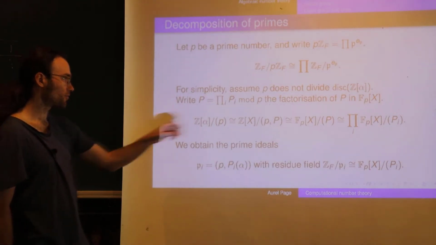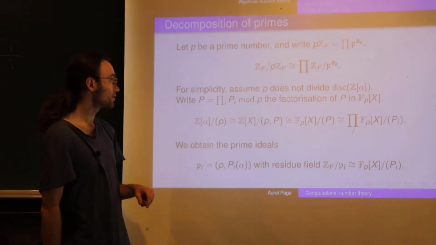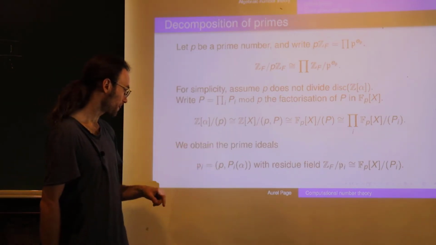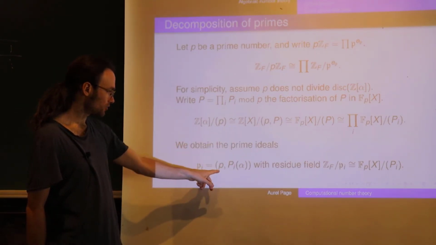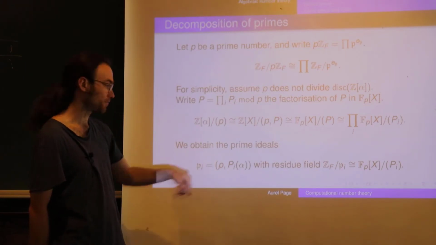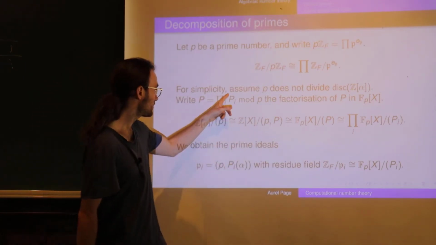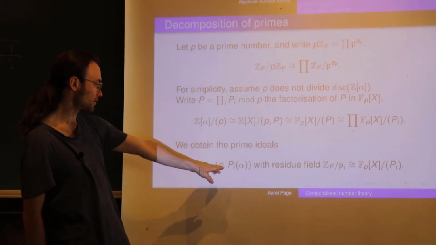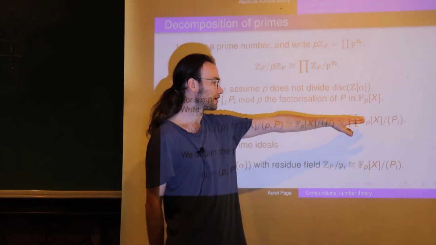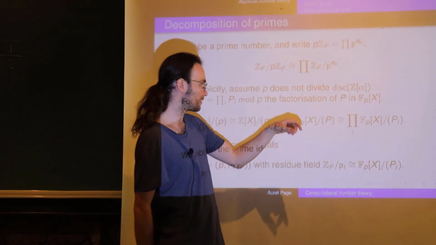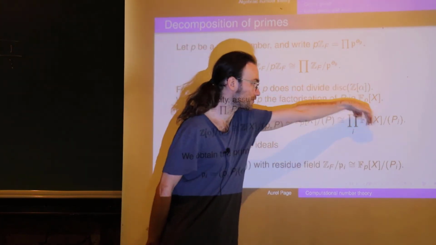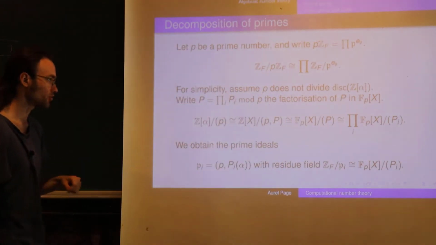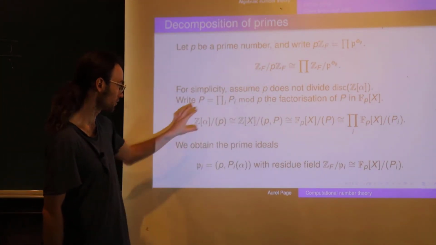And from this, you obtain that the prime ideals lying above P are exactly the ideals generated by the prime P and these polynomials evaluated at alpha. This is just the pullback of the ideal of things that are 0 in the corresponding factor here, which is an ideal of this ring.